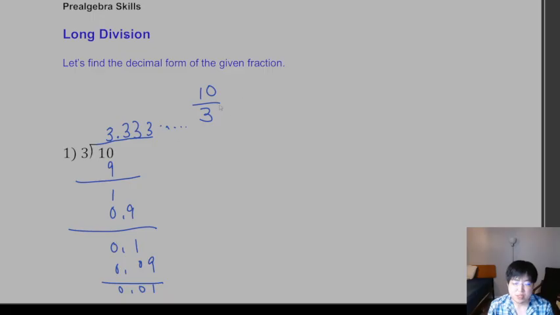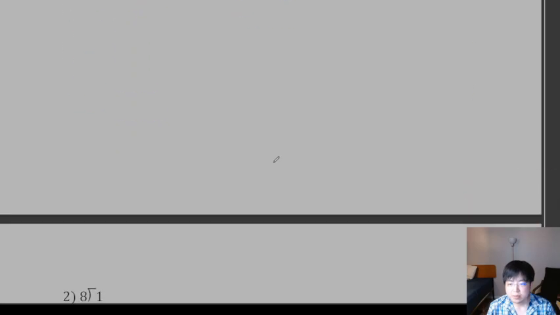So now our conclusion is 10 over 3 will be 3.3333. It repeats forever. Or another way to say that is 3.3 with a bar on the top. Okay? So let's look at the next example.